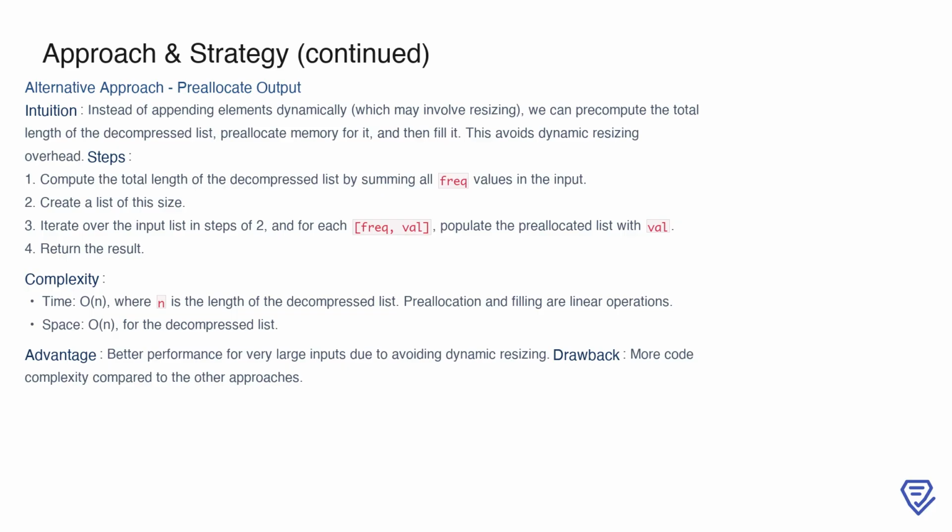This approach maintains an O(n) time complexity for both pre-allocation and filling, and the space complexity remains O(n). The advantage is improved performance for very large inputs, but it does come at the cost of increased code complexity compared to the other methods.